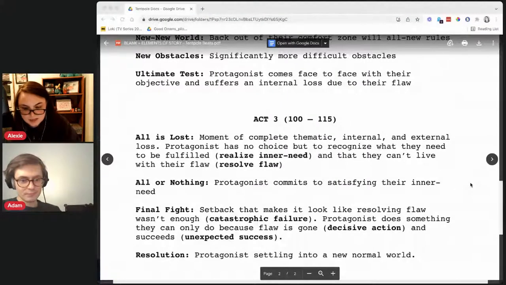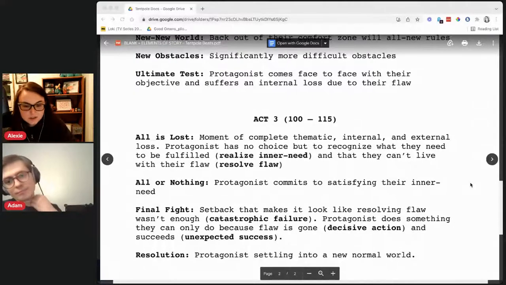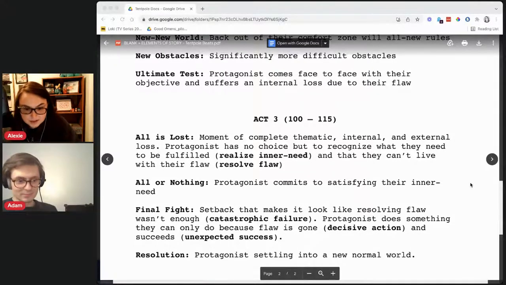Then the protagonist takes an action that they can only do because they've resolved their flaw. This is an action that they could have never done at any point sooner in the film. It's something that they can only do because of the fact that they've changed. And then they succeed, and it tends to be more narratively interesting if they succeed in an unexpected way.